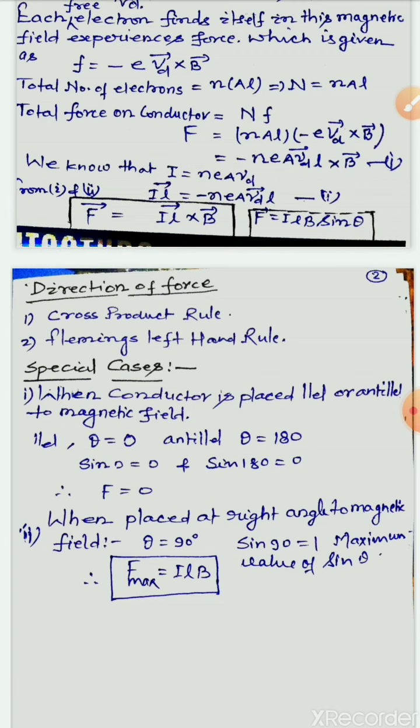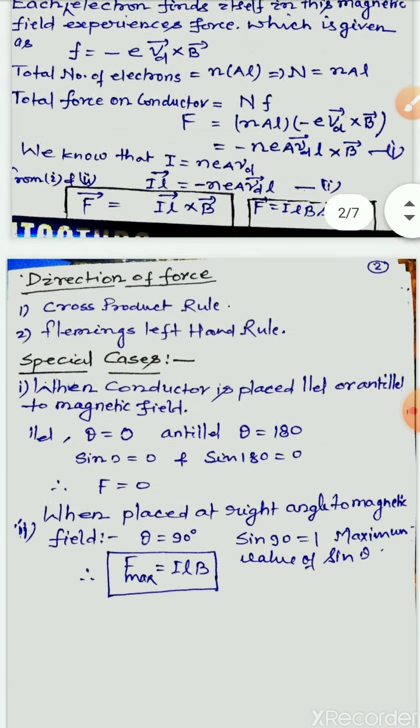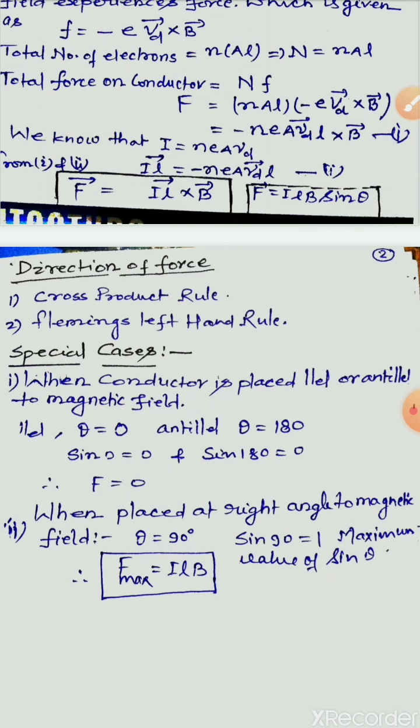When placed at right angle to magnetic field, theta is 90 degrees, sine 90 is equal to 1, which is the maximum value of sine theta. So the force experienced will be maximum and it is equal to ILB. Thus, when a current carrying conductor is placed at right angle to magnetic field, it experiences maximum force.